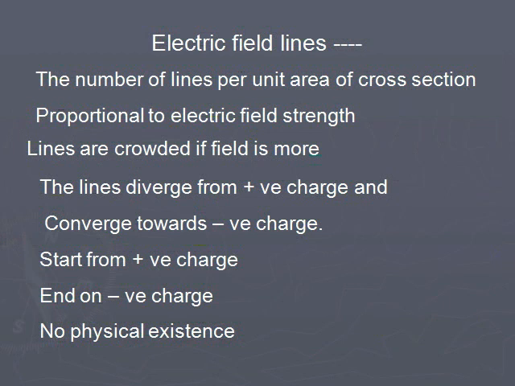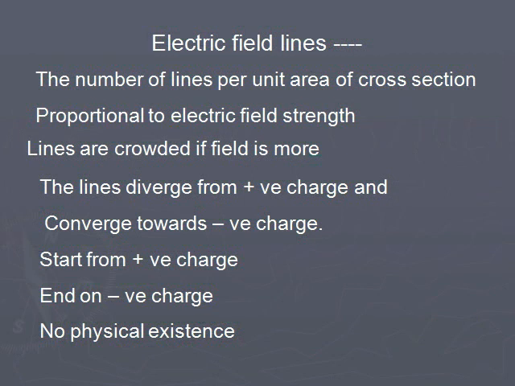The lines of force diverge from a positive charge and converge towards a negative charge. The field lines start from positive charge and end on negative charge. So we say they diverge from a positive point charge and they converge to a negative point charge.